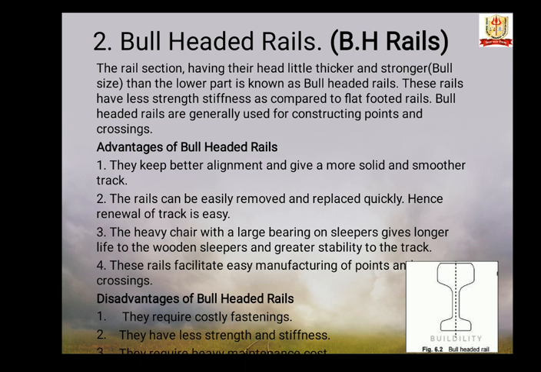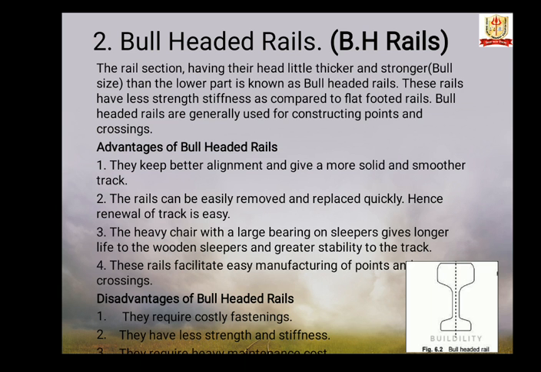Next is bull-headed rails, BH rails. The rail section having the head a little thicker and stronger, like a bull's size, than the lower part is known as a bull-headed rail. These rails have less strength and stiffness as compared to flat-footed rails. Bull-headed rails are generally used for constructing points and crossings.